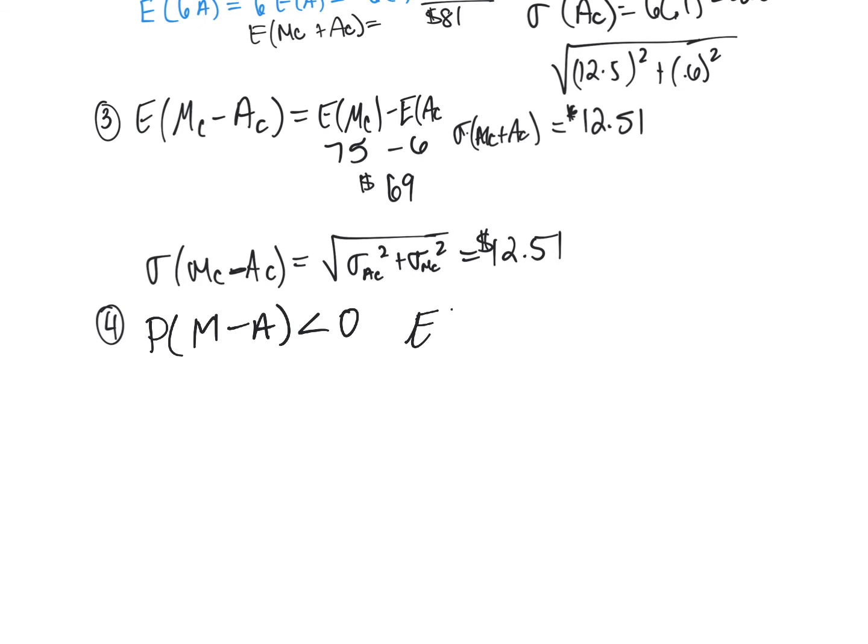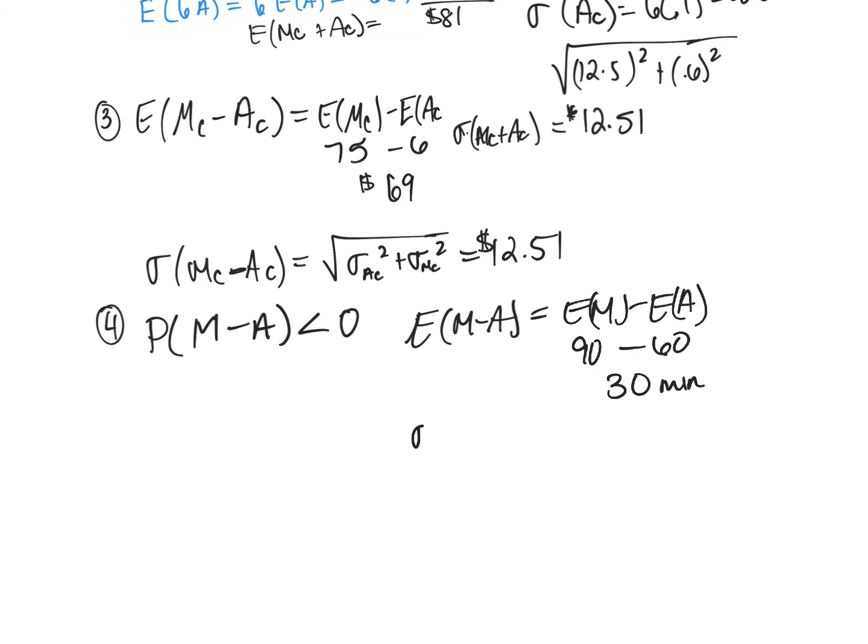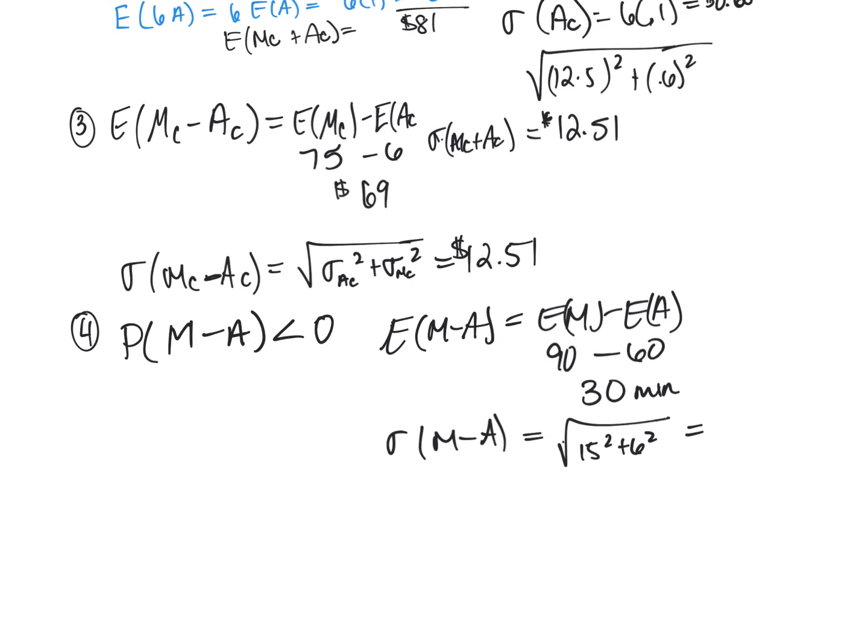Remember that the mean of the difference is 69 with a standard deviation. Oh no, wait. This was not the time, right? It's going to be the time subtracted. It was 90 minutes minus 60 minutes, right? Which is 30 minutes. And the standard deviation of m minus a is still going to be the square root of 15 squared plus 6 squared, which was 16.16.